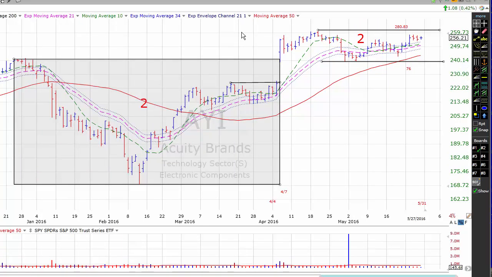And finally, we have Acuity Brands. Acuity is a holding company engaged in the production of lighting products for the industrial, commercial, and residential markets. Notice how the stock put in this second stage cup with handle base. We broke out of that base, actually right in this area, and immediately came up and began this second stage flat base.